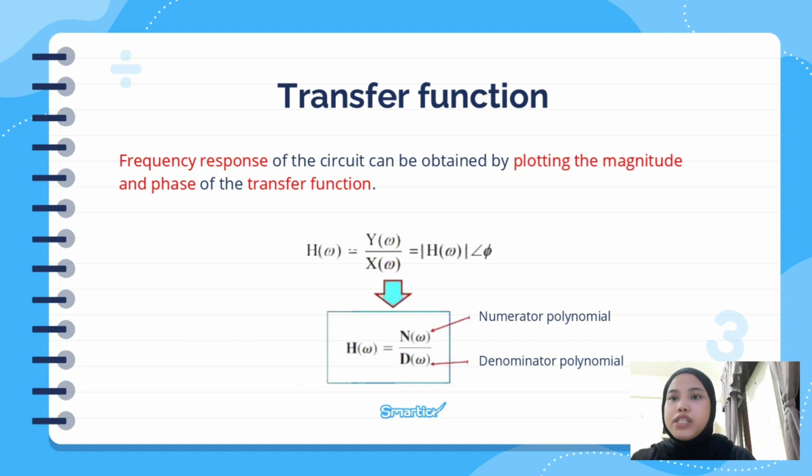H(ω) can be expressed as a ratio of two polynomials, where H(ω) equals N(ω) over D(ω). N(ω) is the numerator polynomial of the transfer function. It represents the zeros of the transfer function, and the roots of N(ω) are the frequencies at which the output of the system is zero for a given input. D(ω) is the denominator polynomial of the transfer function. It represents the poles of the transfer function. The roots of D(ω) are the frequencies at which the system response becomes infinite, indicating resonant frequency or system instability points.